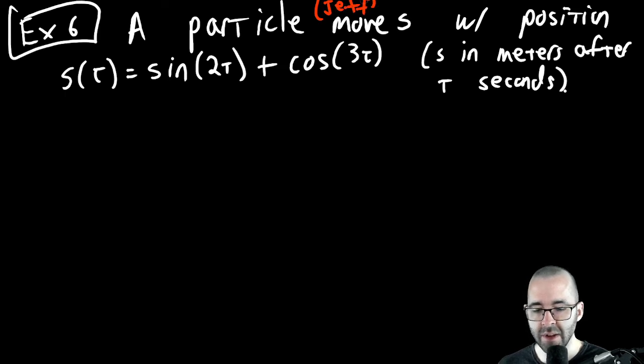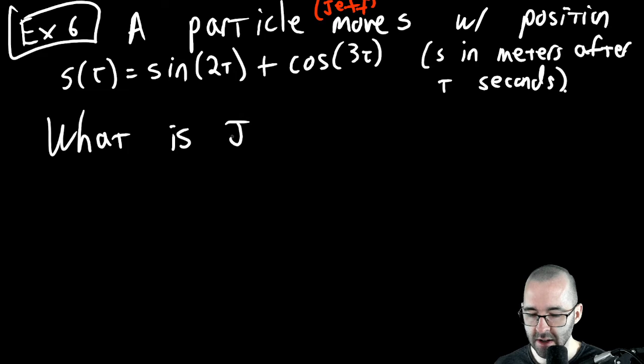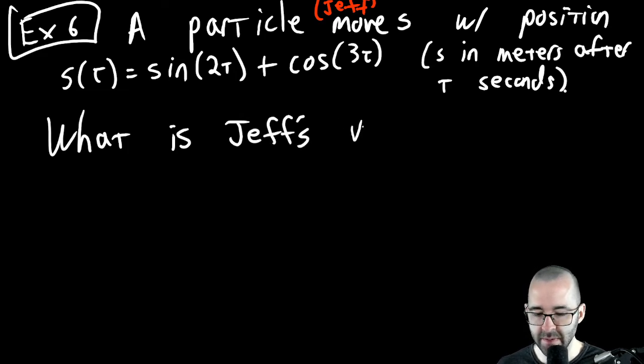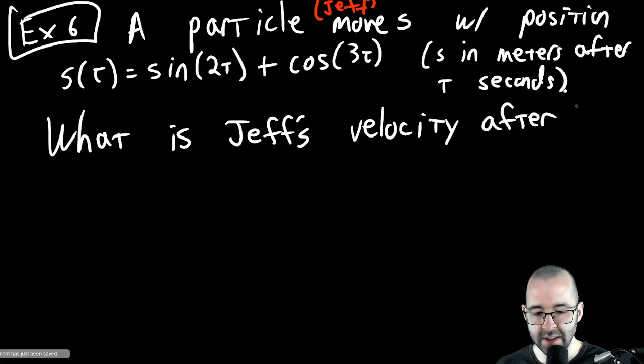Yeah, all right, we're naming the particle Jeff. We'll see if I remember that for the next video. Calculus with Jeff and Jason. So the question is, what is Jeff's velocity? Jeff the particle, after pi over 6 seconds.